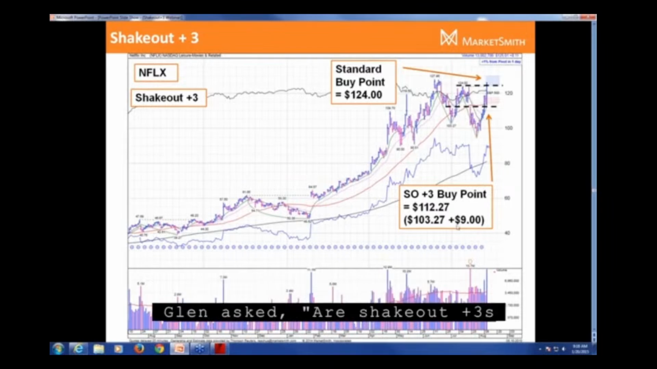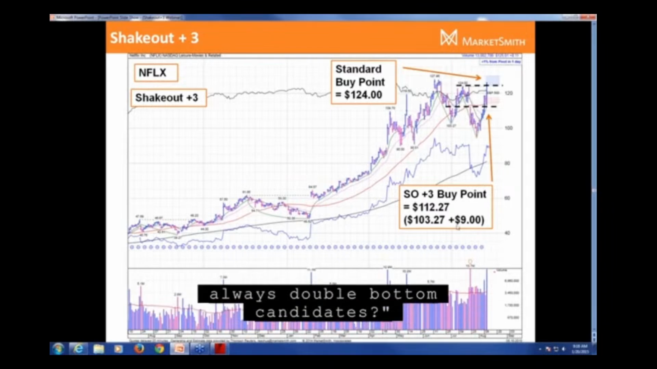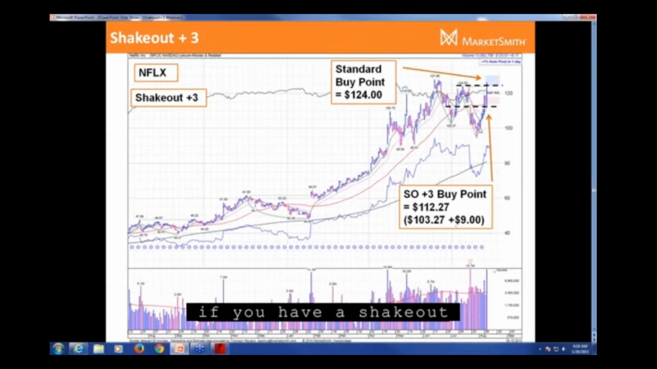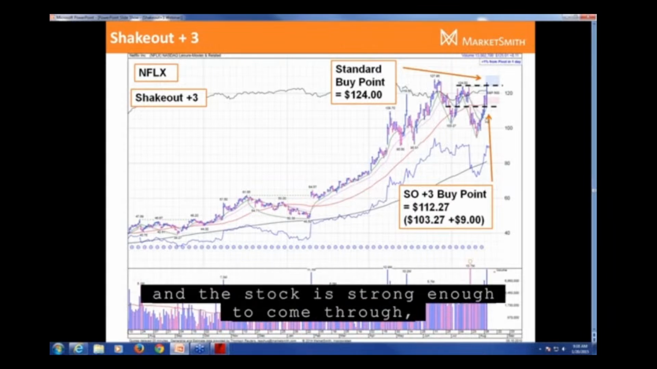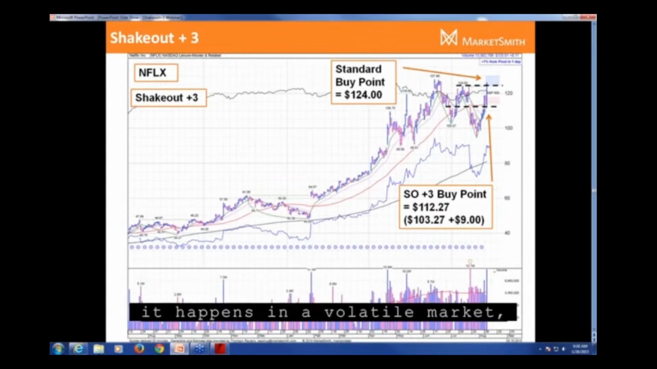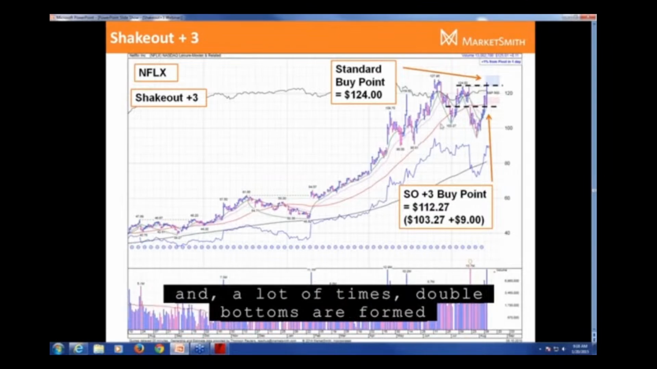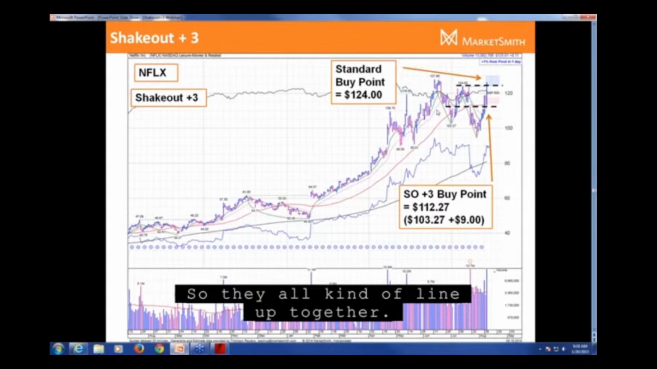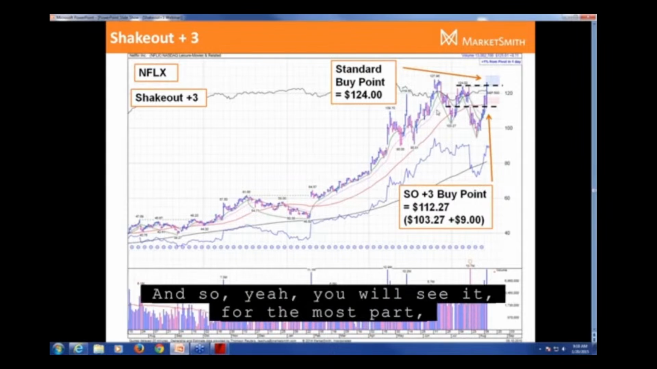Glenn asked, are Shakeout plus 3s always double bottom candidates? I don't know if it's always, but for the vast majority, yeah, because if you have a shakeout and the stock is strong enough to come through, it happens in a volatile market, and a lot of times double bottoms are also formed in a volatile market. So they all line up together.